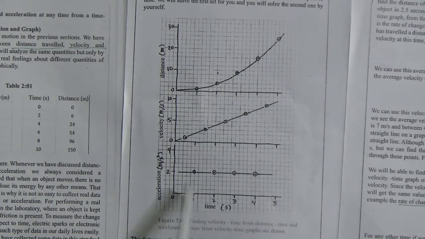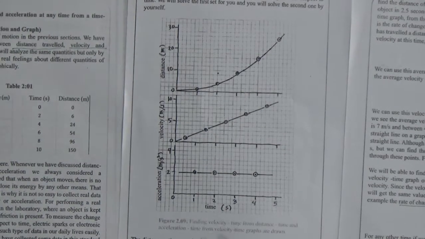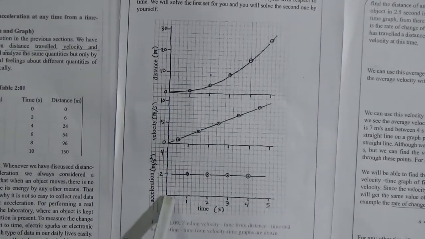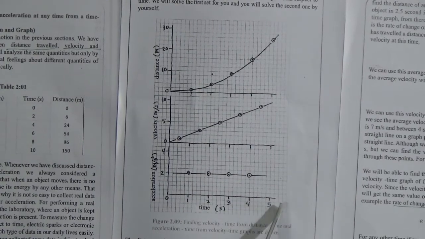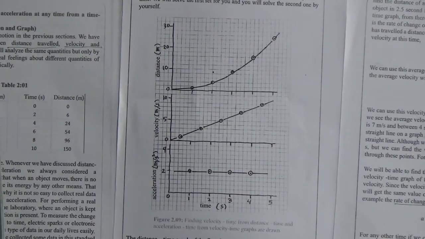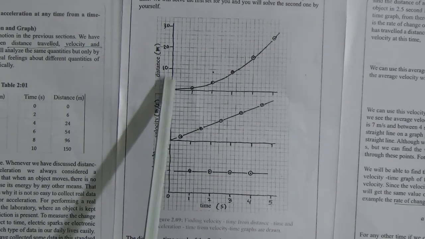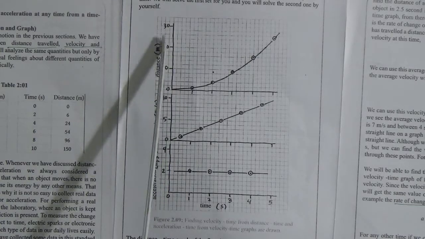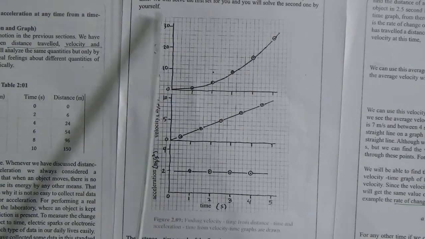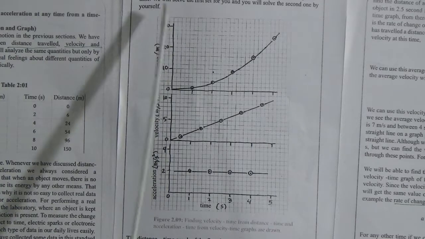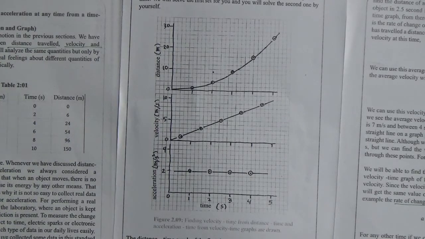Here we can write 1 second, 2 seconds. This is the value of time, 0 to 5 seconds. So now we can write 0, 1, 2, 3, 4, 5 seconds, and the values of distance 0, 1, 4, 9, 16 and 25. On the y-axis for distance, we can consider 0 to 30.